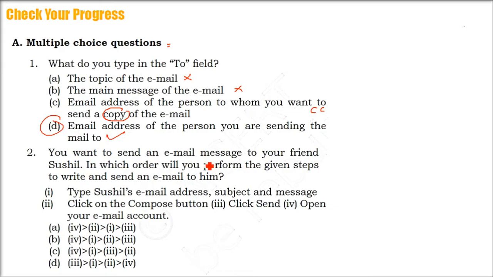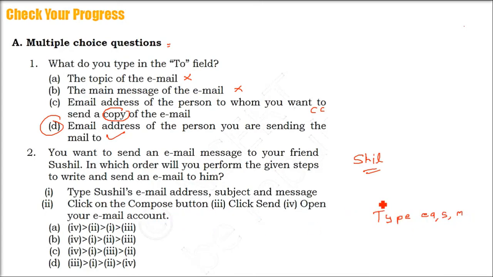This is correct. Now you want to send an email message to a friend, Sushil. In which order will you perform the given steps to write and send an email to him? First is given: type Sushil's email address. So I am writing type. Let us see the next one. First you are typing email address, subject and message. So email ID you are typing, subject typing and message typing.